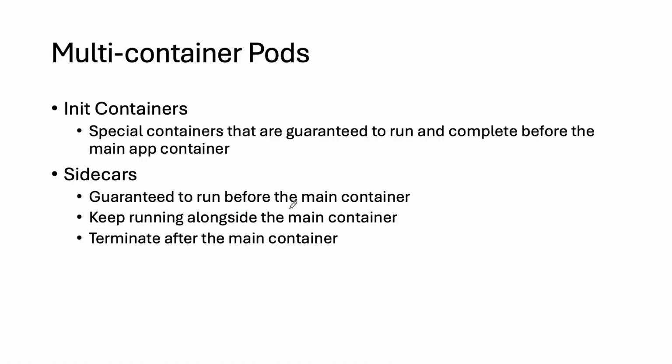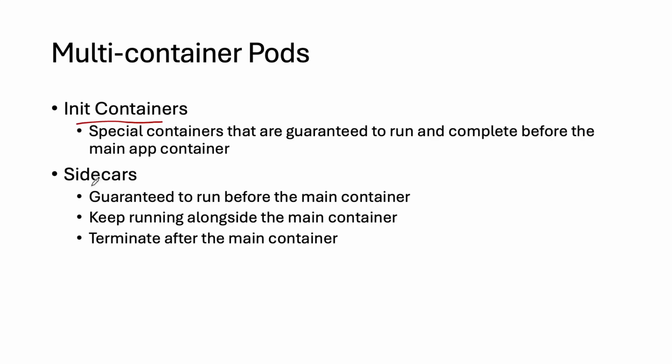Let's talk a little bit more about multi-container pods now, because now we have enough knowledge, and this is a very important concept. As I discussed earlier, a pod could have multiple containers. Now, what those containers could be, there are two kinds. A pod is always going to have its main container, and then with that, you could have one or more init containers, which are a special kind of container that are guaranteed to run and complete before the main container.